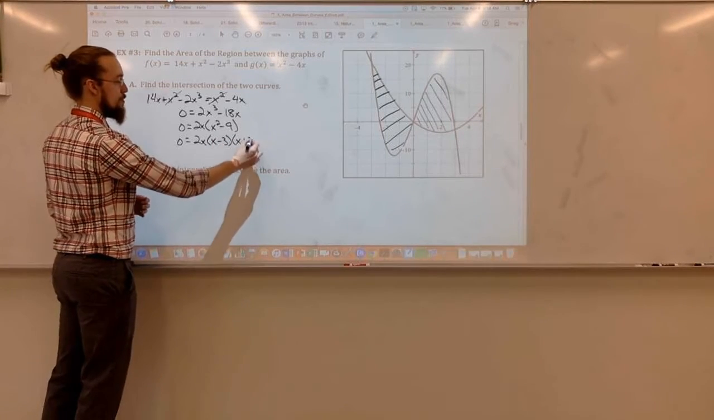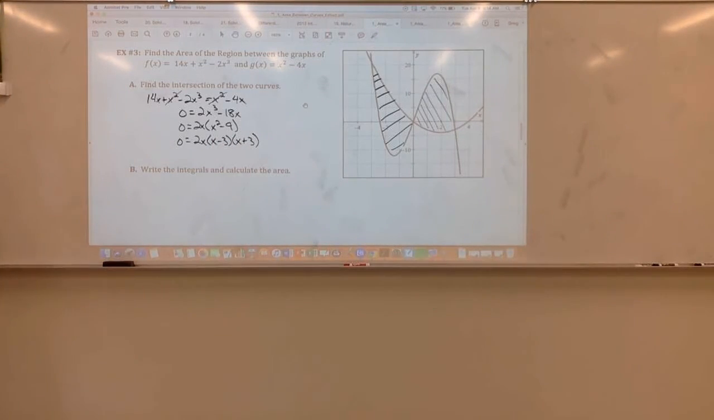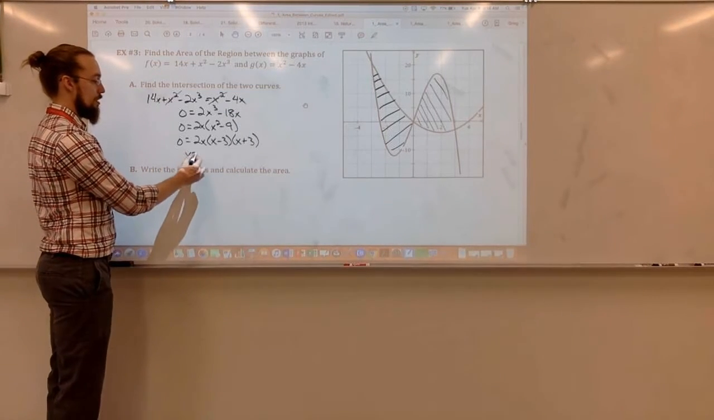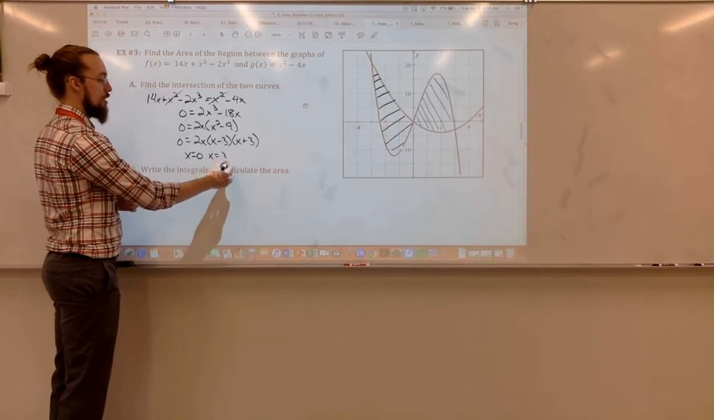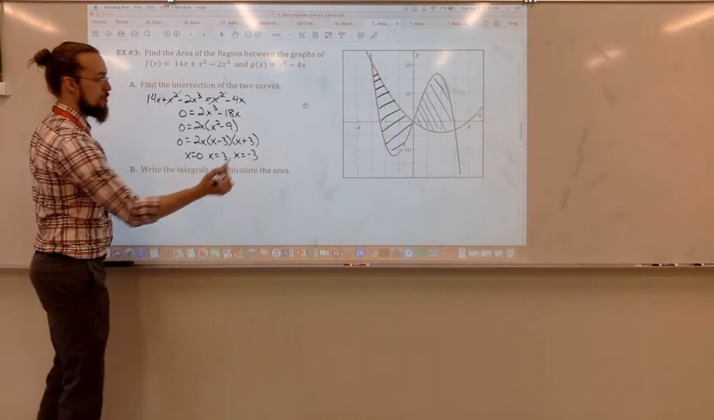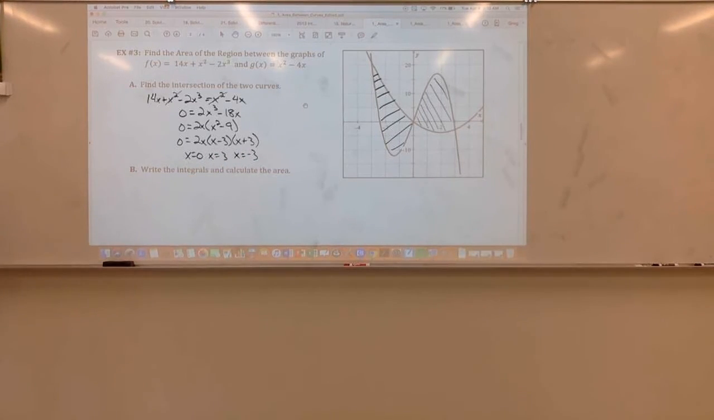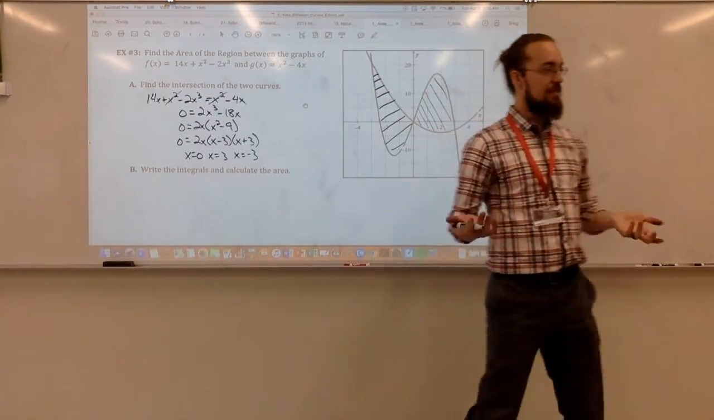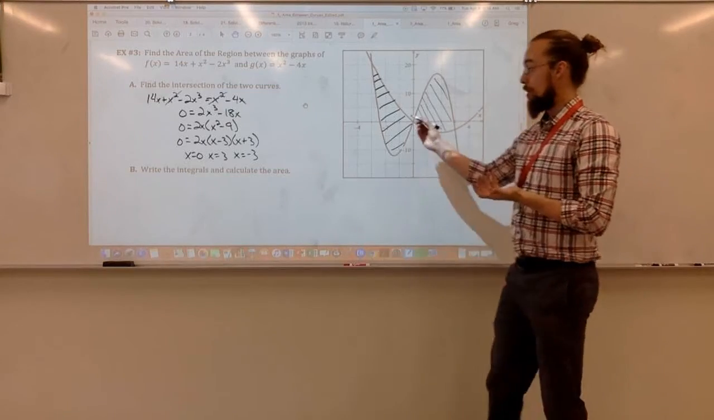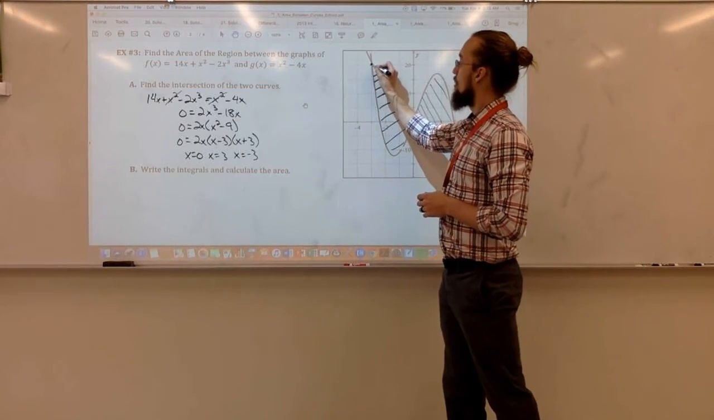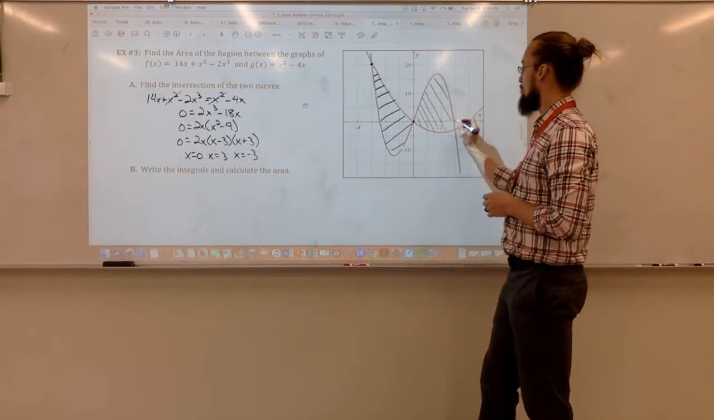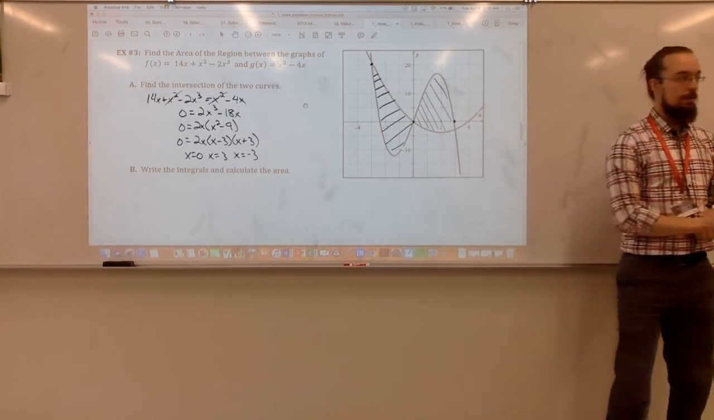That's a difference of squares. So we end up with 3 answers: x equals 0, x equals 3, and x equals negative 3. From the graph, we probably could have guessed that, but we're not always going to have a graph. So I know that these curves intersect at negative 3, 0, and positive 3.